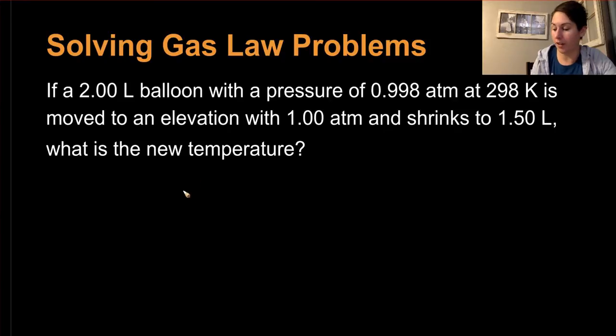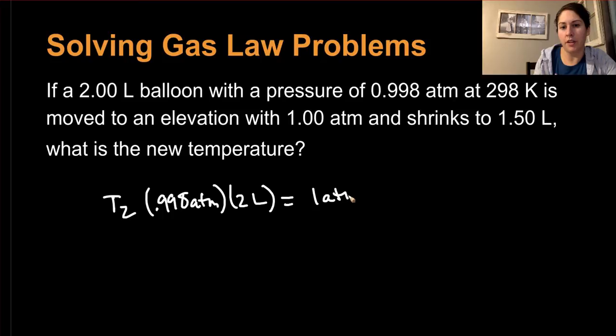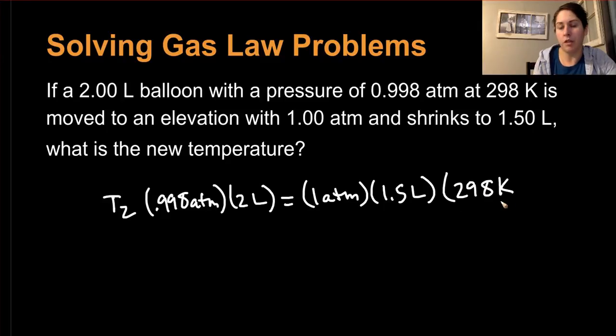So hopefully you had this stuff before. If not, go back and look at that again. Okay, so what I ended up with is T2 times 0.998 atmospheres times 2 liters, and that's going to be equal to 1 atmosphere times 1.5 liters times 298 Kelvin.